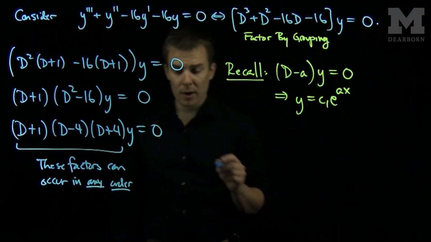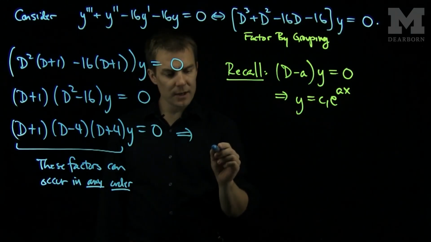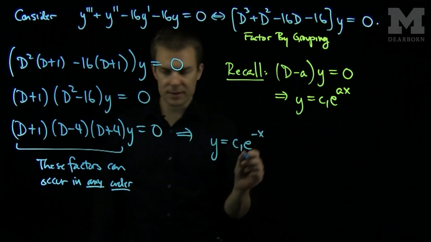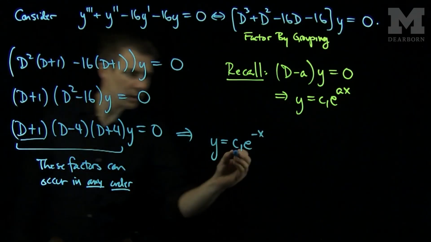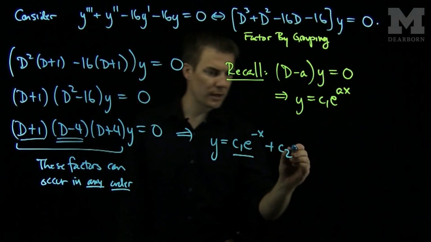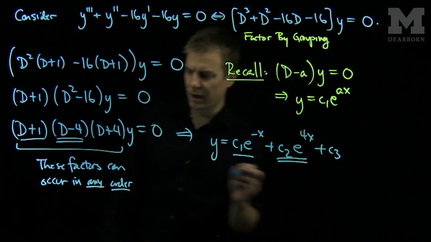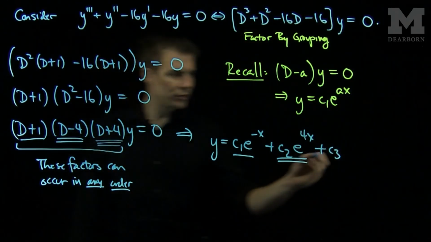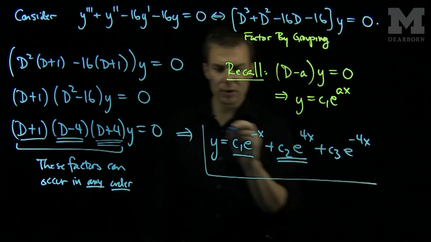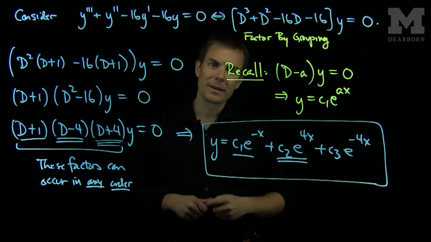So this fact, together with our basic ODE fact, tells us that the solution will be y equals c1 e to the negative x. That corresponds to this factor over here, plus c2. This factor over here will generate an e to the 4x, plus c3. This factor over here will generate an e to the negative 4x. And I have three linearly independent solutions of my problem, and therefore we have found the general solution. Thank you very much.